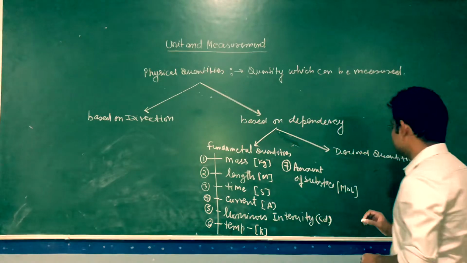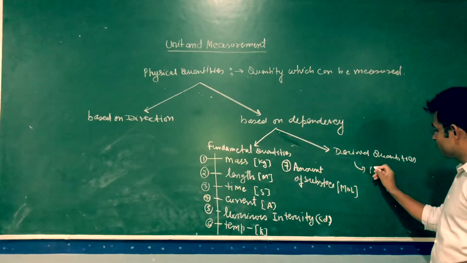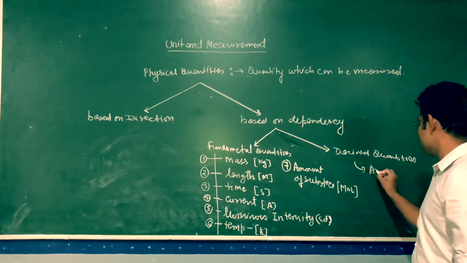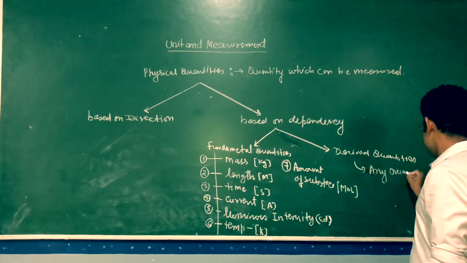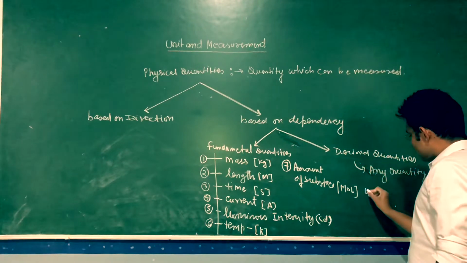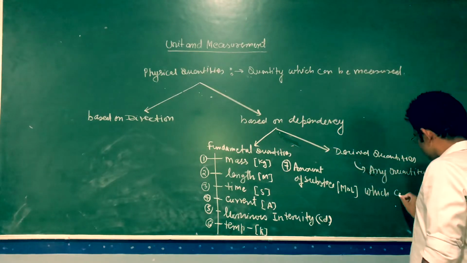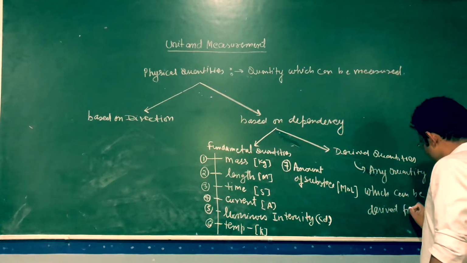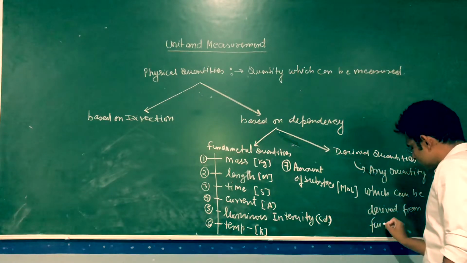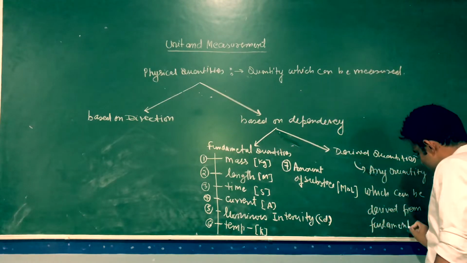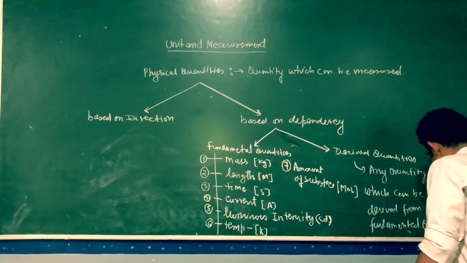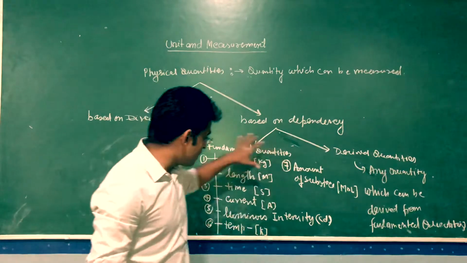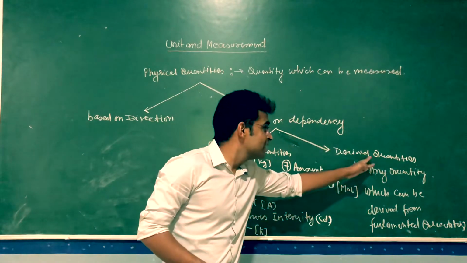Now a derived quantity means any quantity which can be derived from fundamental quantities. See, these seven are fundamental quantities. Any quantity which can be derived from these seven is called a derived quantity.